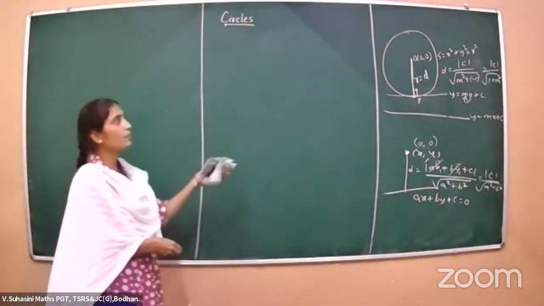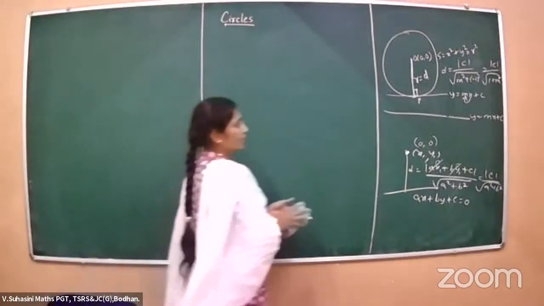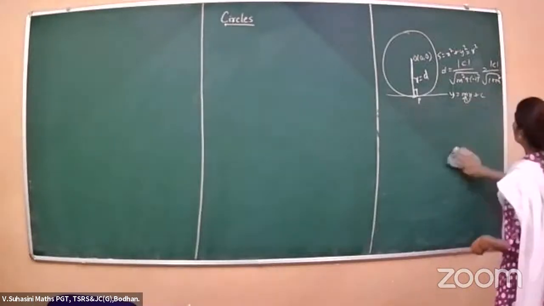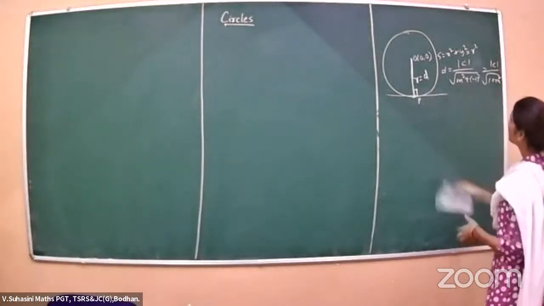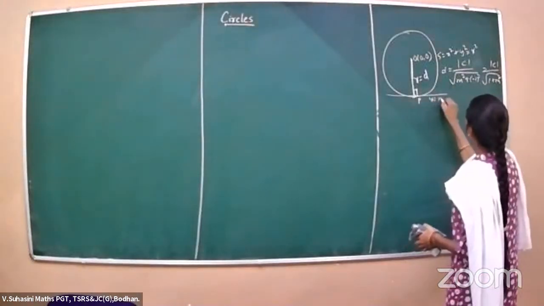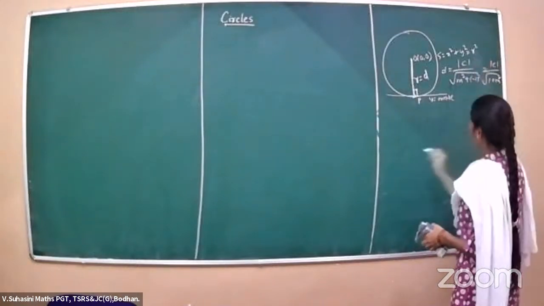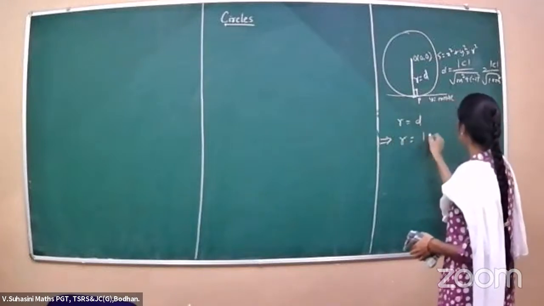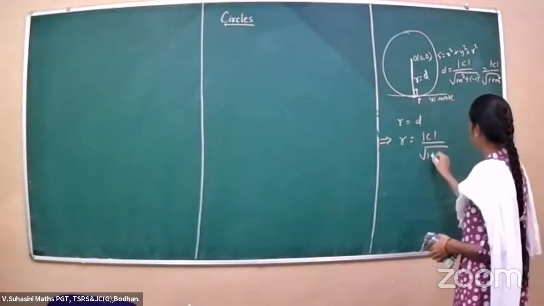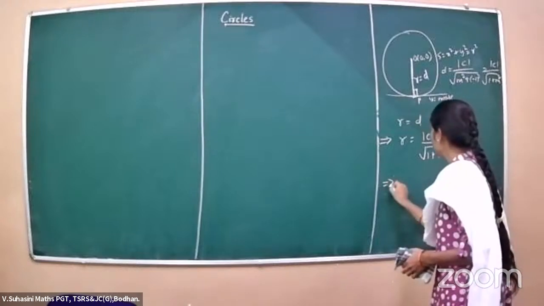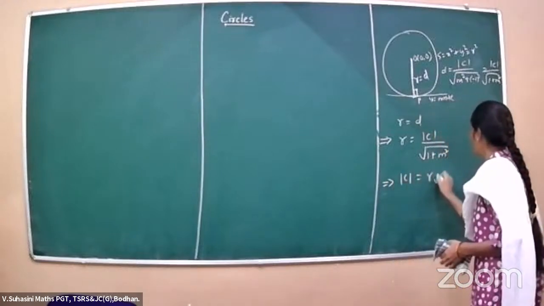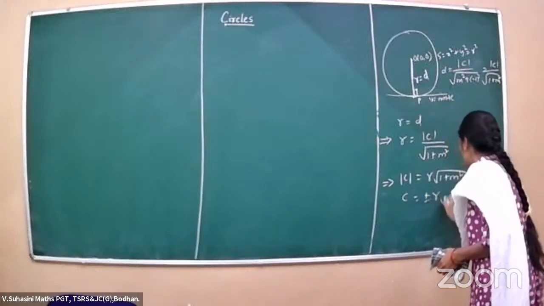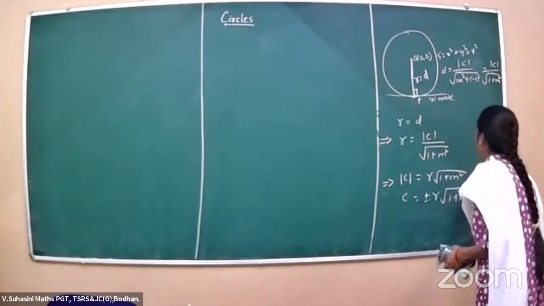So the radius of the circle must be equal to that, which is the condition. What is the radius of the circle? Radius of the circle is r. r is equal to d implies r is equal to mod c by root 1 plus m square, from which we deduce the condition mod c is equal to r under root of 1 plus m square. So c is equal to plus or minus r under root of 1 plus m square.